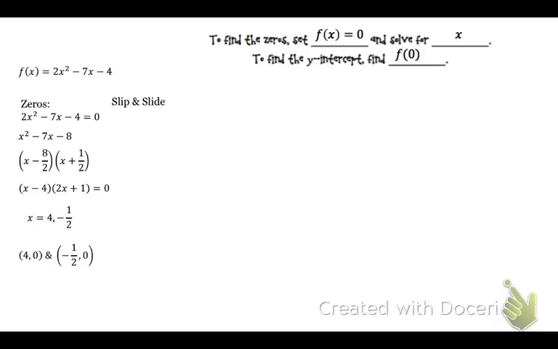Okay, so those are my zeros. Now I'm going to find my y-intercept, plug in 0, and you get negative 4. So my y-intercept is 0, negative 4. Cool?